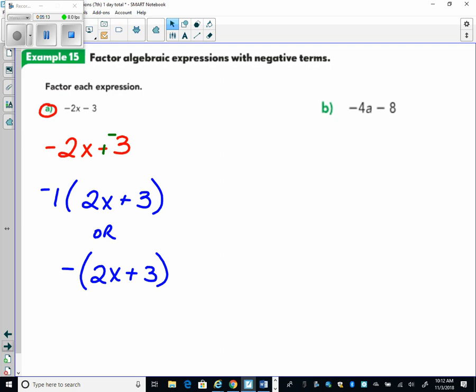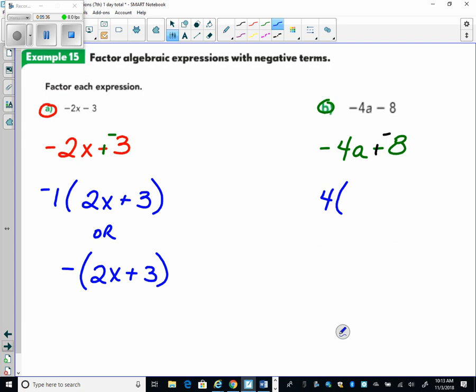Let's look at B. For B, again, I'll write it a little bit larger, -4a minus 8. And what I can do with that minus sign is I can do add up. So start with just the numbers. You have 4 and you have 8. Greatest common factor of 4 and 8 is 4. So that will go outside my parentheses.